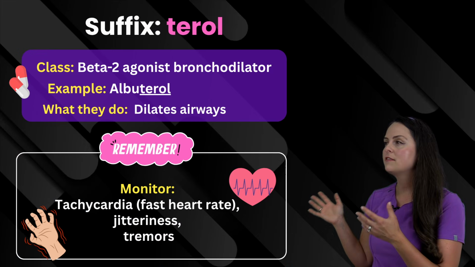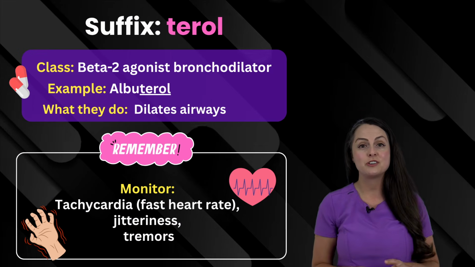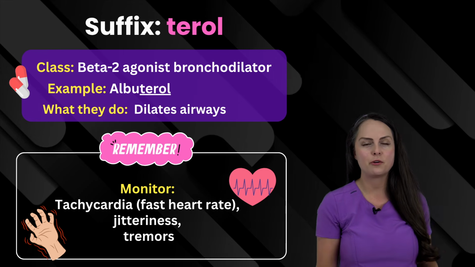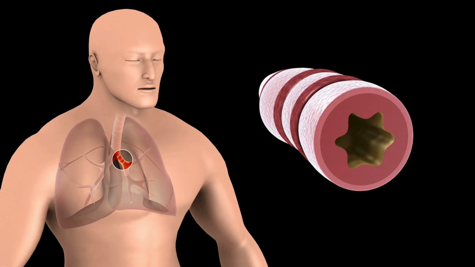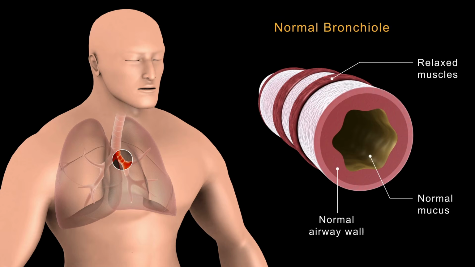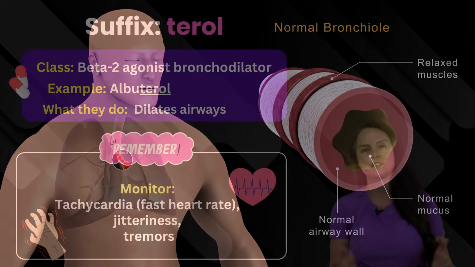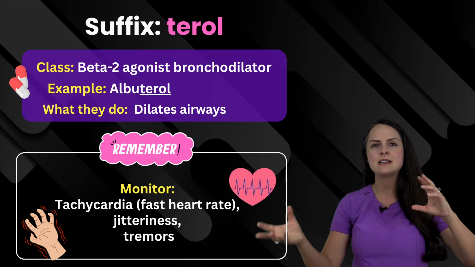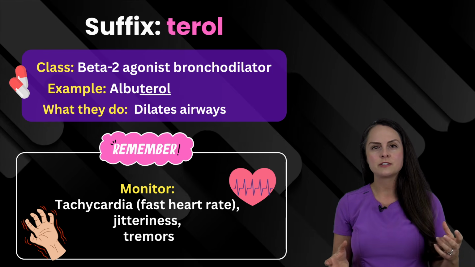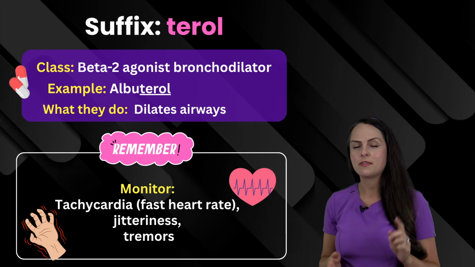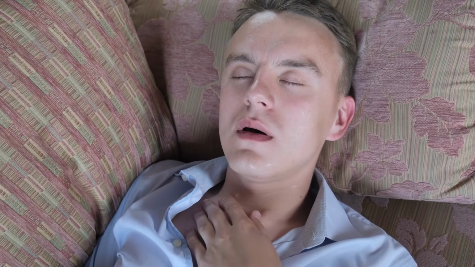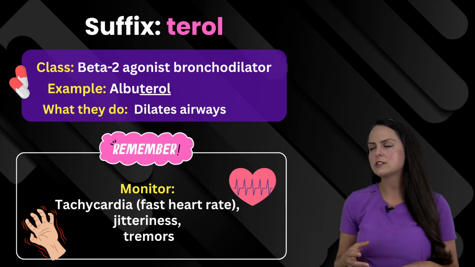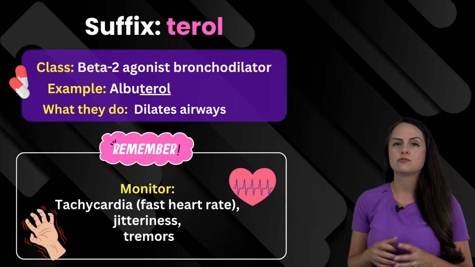Up next is the suffix -terol. These are your beta-2 agonists, for instance, like albuterol. And how they work is they are going to dilate those airways. A fancy way of saying that is they're going to cause bronchodilation. However, because we're affecting beta-2 receptors, there are some side effects you want to be familiar with. The patient can start to experience tachycardia, where that heart rate goes up. They can start to feel jittery, a little anxious, in addition to having tremors.